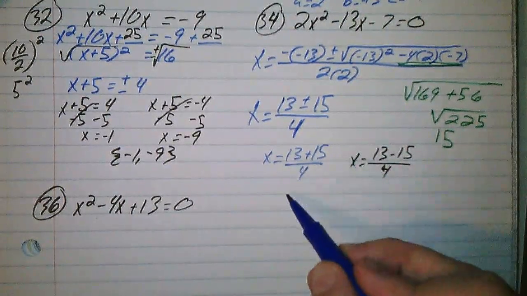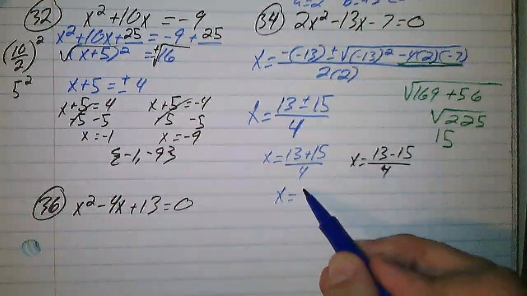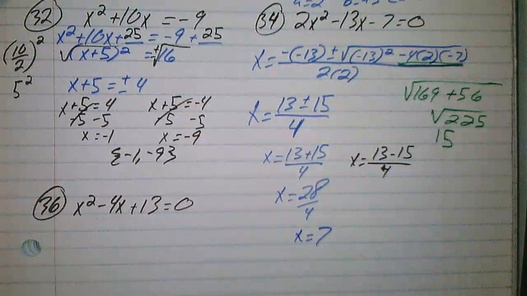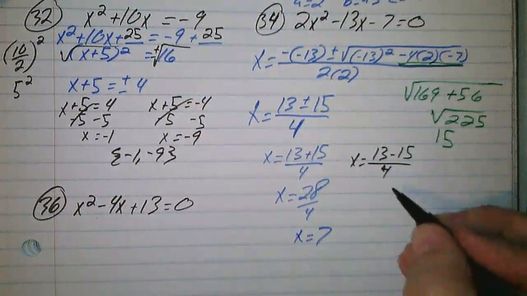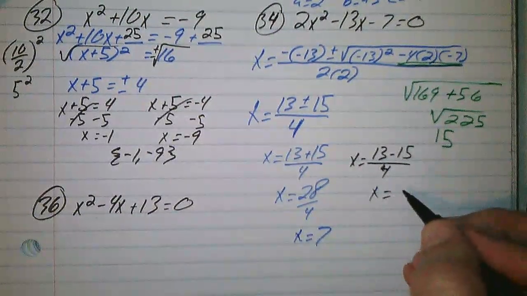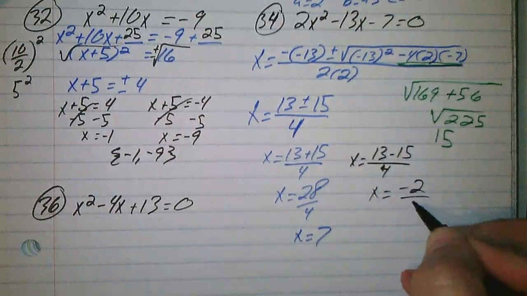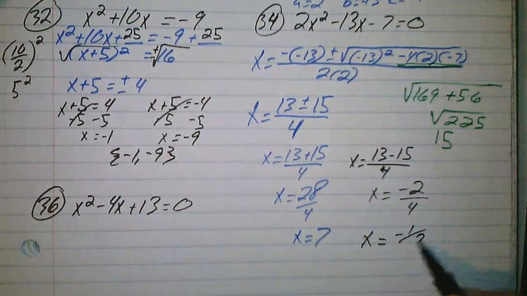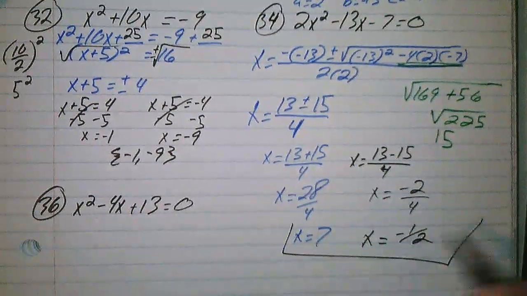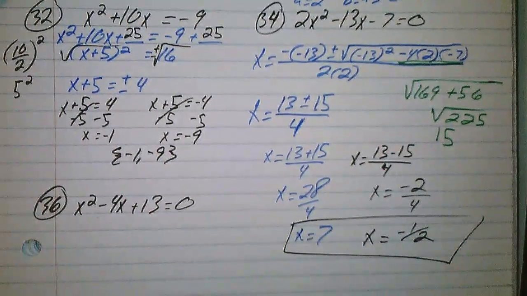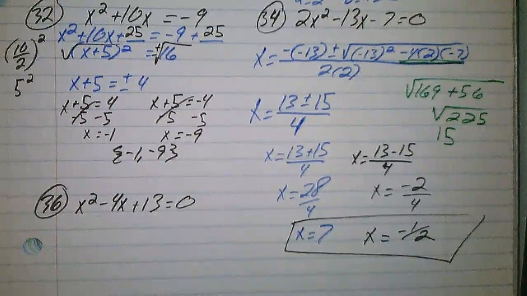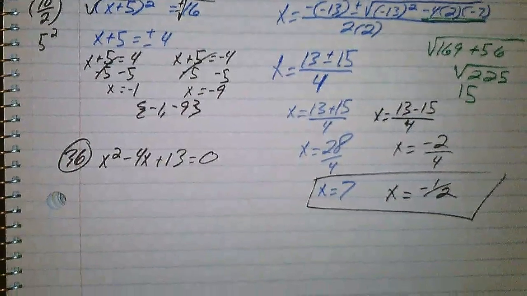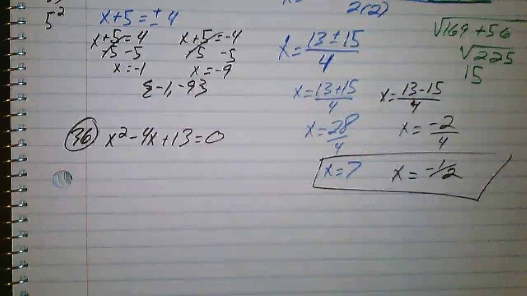13 plus 15 divided by 4. 13 plus 15 is 28. 28 divided by 4 is 7. Over here, 13 minus 15 is negative 2. Negative 2 divided by 4, we can call that negative 1/2. So those are the solutions. So what if it's unfactorable, like number 36? Let's take a look.